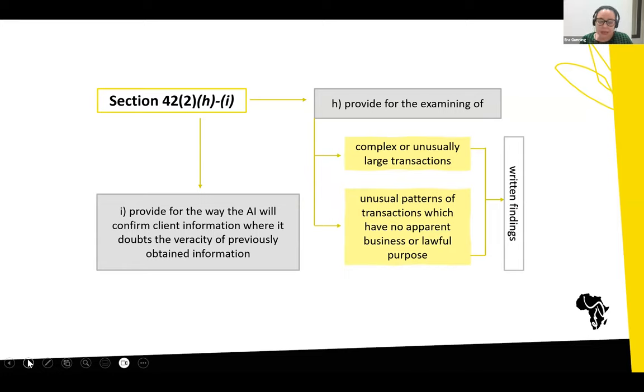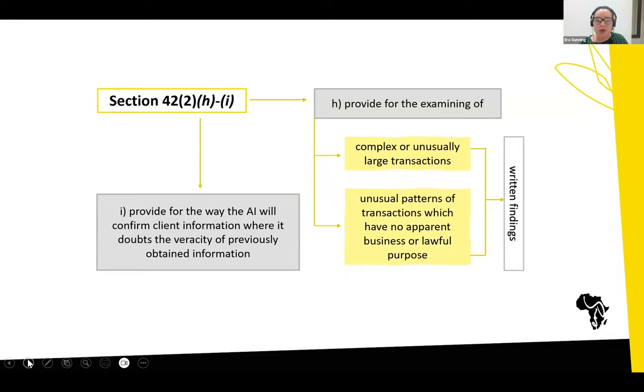You would normally repeat the steps. And of course, if you cannot get the customer due diligence information out of the person, you would either have to terminate the business relationship or not conclude any more further transactions with the person.